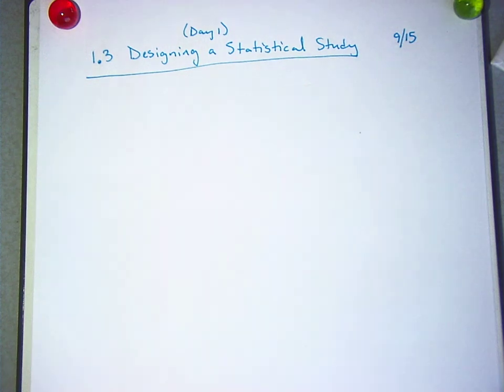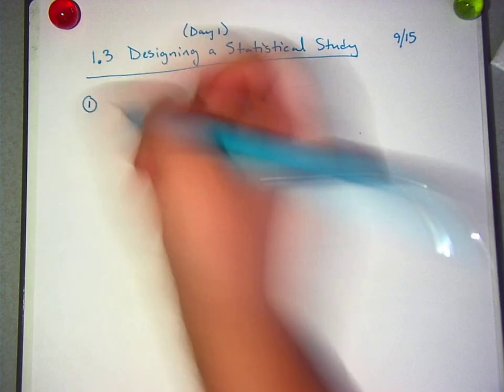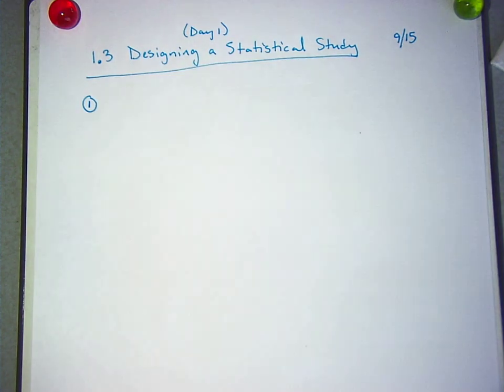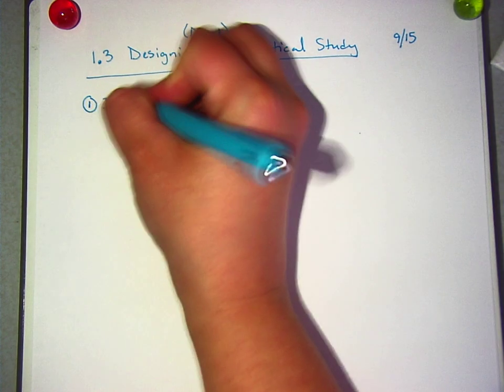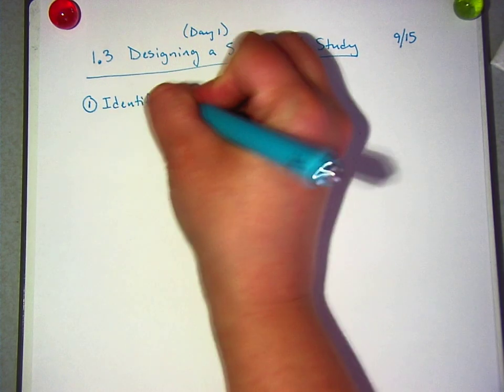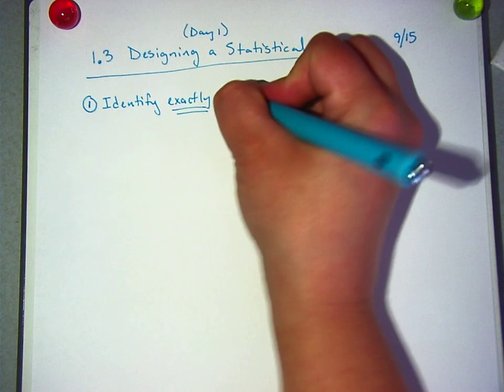Let's see if we can do this real quick, just the beginning thing. So there are 6 steps to designing a statistical study. The first step is to identify exactly what you want to study.